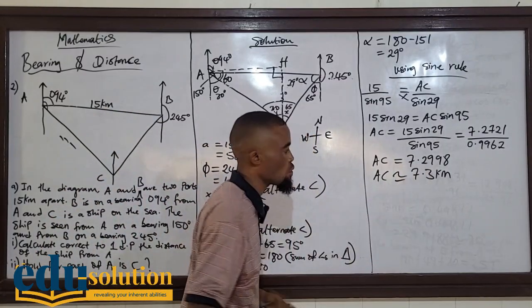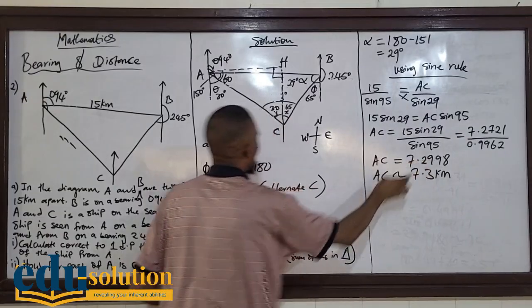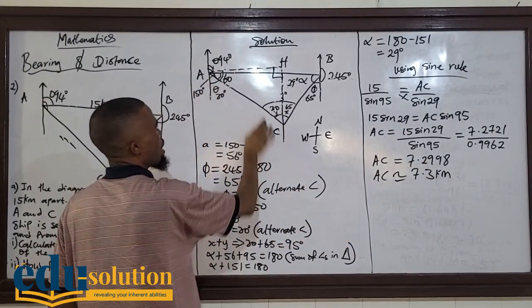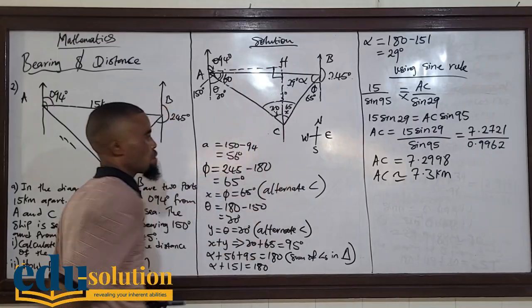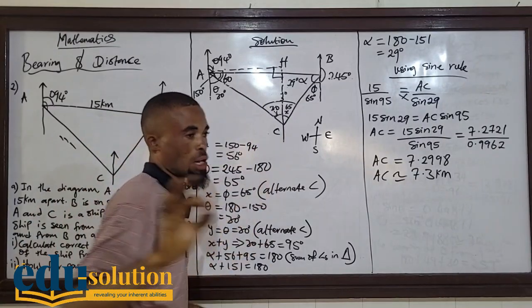I told you in the previous video, don't use the approximated value, use the correct one that we have here. So we have AC, which is our hypotenuse, and then we have this place, which is our opposite. So it's between opposite and hypotenuse. That means we are using SOH. In SOHCAHTOA, we are using SOH.